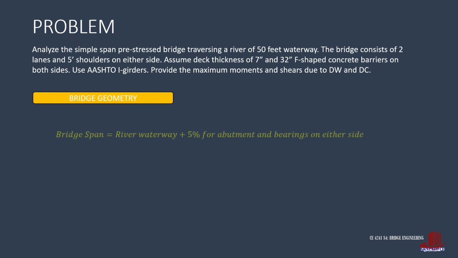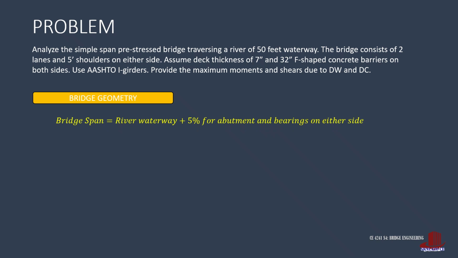We start with the bridge geometry, that is, for the bridge span. The bridge traverses a 50-feet waterway, and accounting for the abutments, we add 5% on either side, thus having 50 plus twice of 0.05 of 50, which gives the span or length of the bridge as 55 feet.